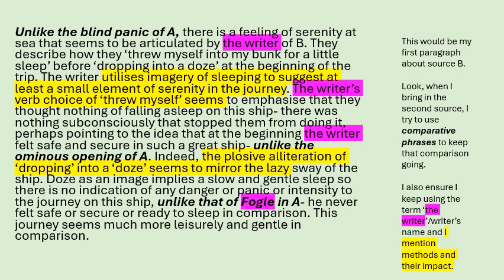Okay. And here's one of my paragraphs about source B now. And again, the same kind of thing. I keep using the term the writer, that's important. I keep mentioning methods and their impact. But I also try and have these comparative phrases, unlike the ominous opening of A, unlike that of Fogel in A, unlike the blind panic of A. Just reminds us that we're doing a bit of comparison. And look, it's always about what the writer thinks. In question 2, the term the writer was banned. In question 4, we want to use it continually.